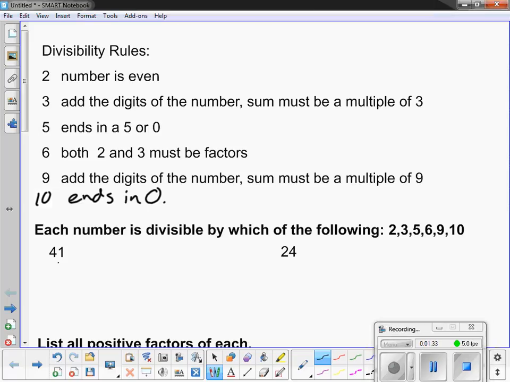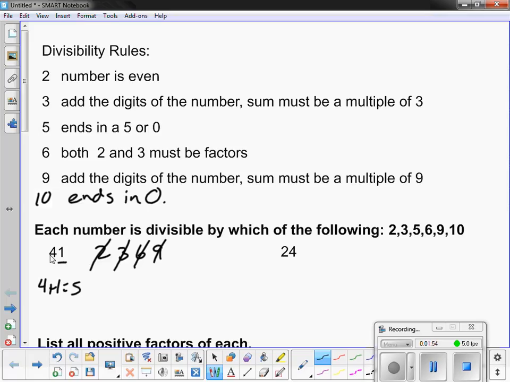41. Odd number. 2's off the list. If I take 4 plus 1, I get 5. That's not a multiple of 3. 3's off the list. 6 is off the list. 9's off the list because 5's not a multiple of 9. Okay, so we've got the 2, the 3, the 6, the 9. That leaves 5 and 10.